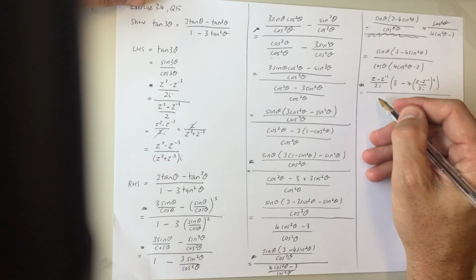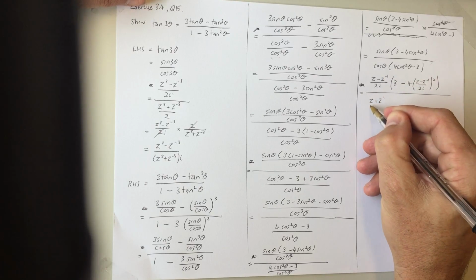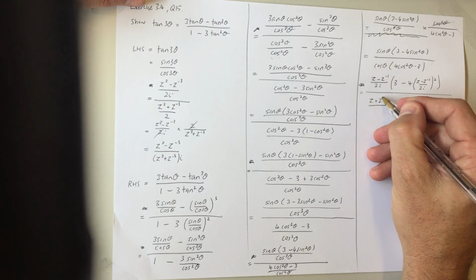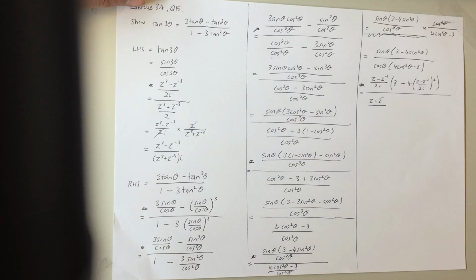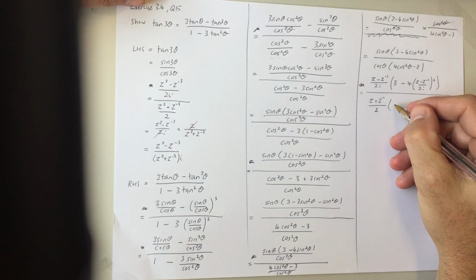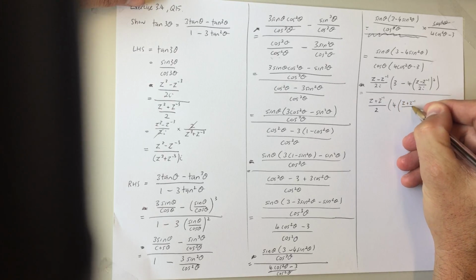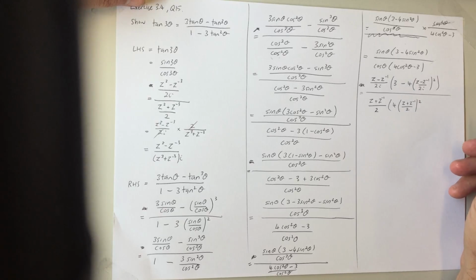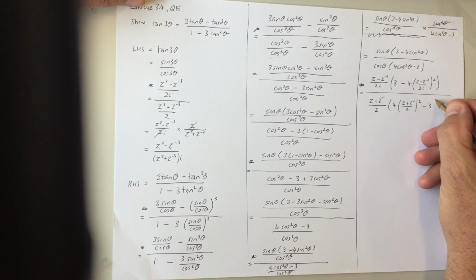Alright, so substituting for cos theta, (z plus z to the power of -1) over 2, and again squaring this time our expression for cos theta, we're squaring it, subtract 3.